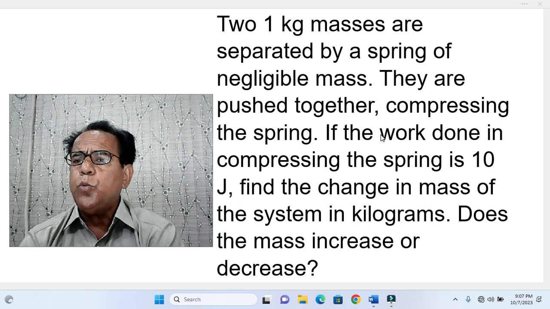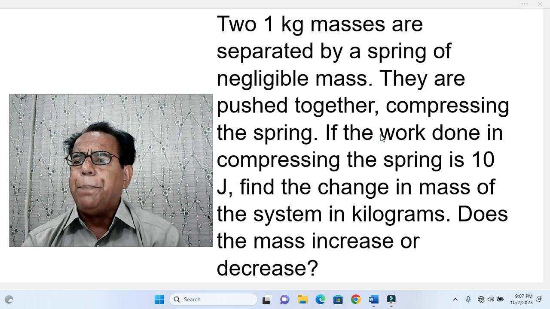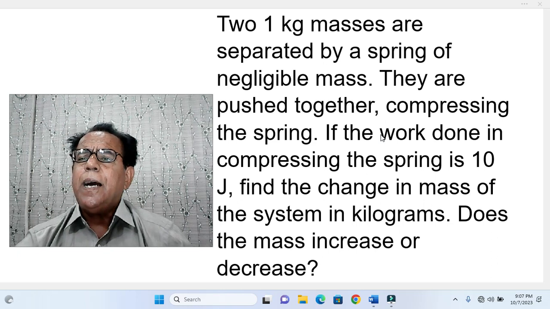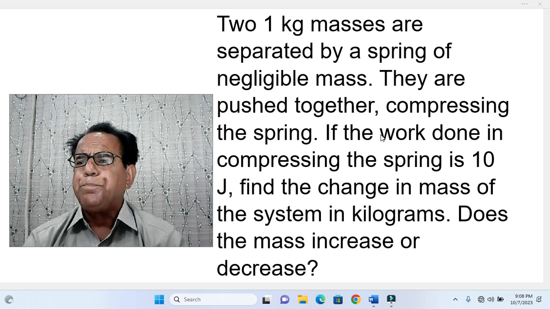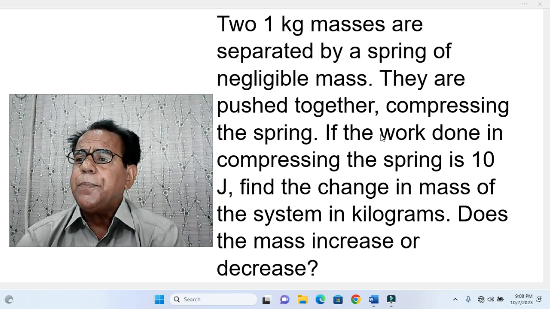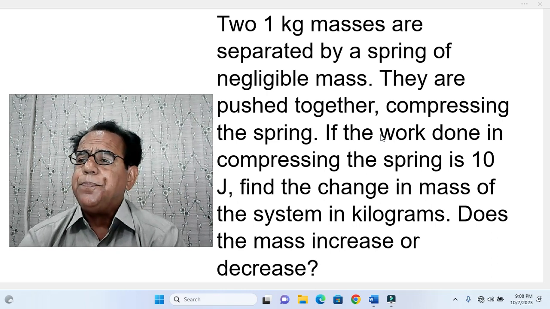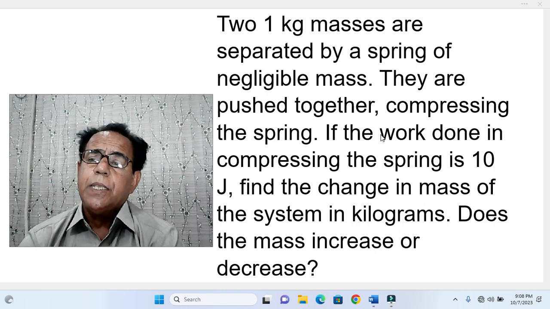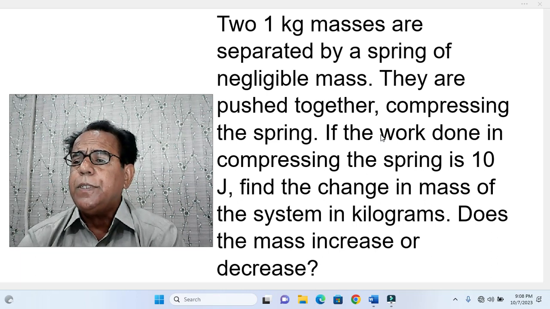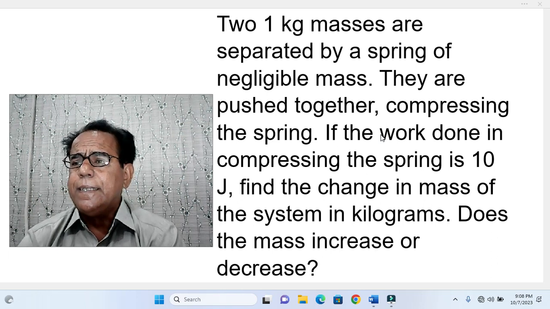They are pushed together. Okay, dear students, there are two possibilities: the spring can be compressed so that the distance between the masses decreases, or the spring can be pulled so that the distance between the masses increases. So, the two possibilities. They are pushed together, compressing the spring. If the work done in compressing the spring is 10 joule, find the change in mass of the system in kilograms. Does the mass increase or decrease?